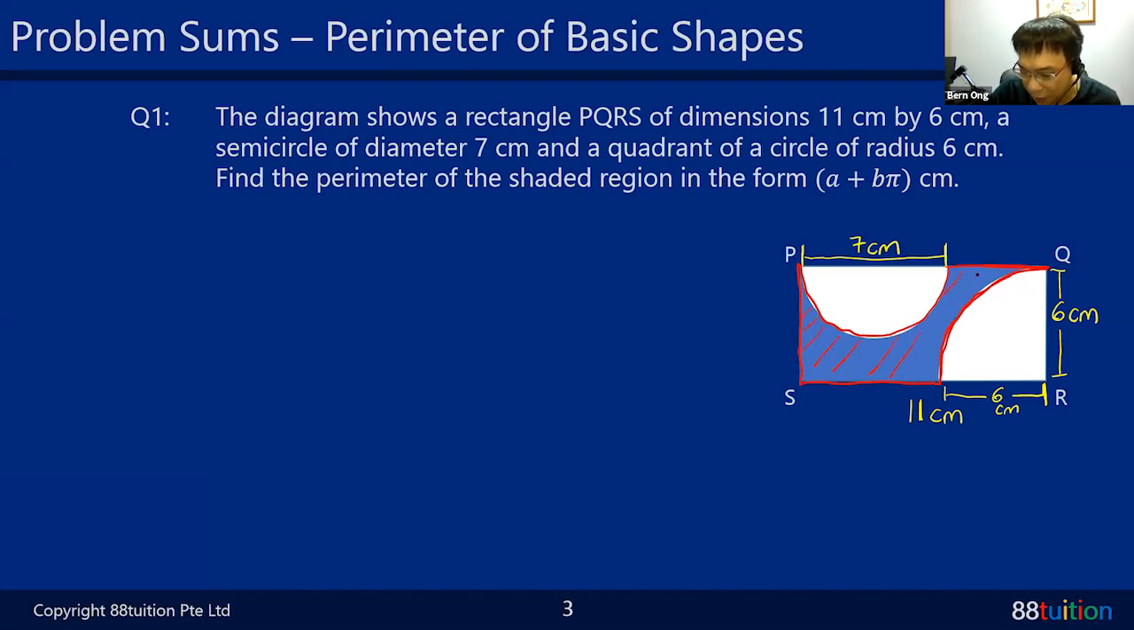Because now my background is blue, you might think that my shaded is in the white. Not true. So we are looking for the red color shaded. Let me be clear with you. So we are looking for the perimeter.